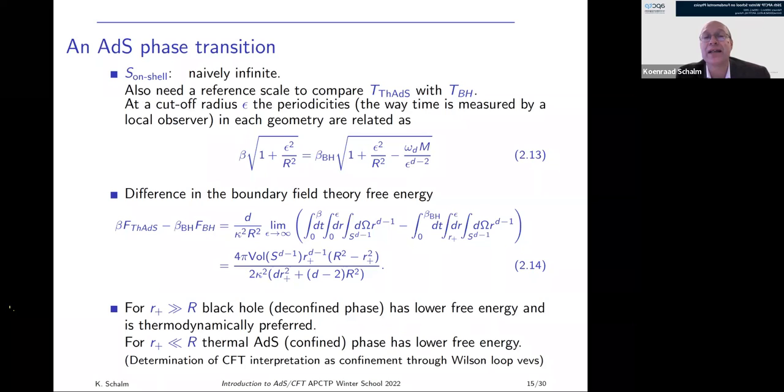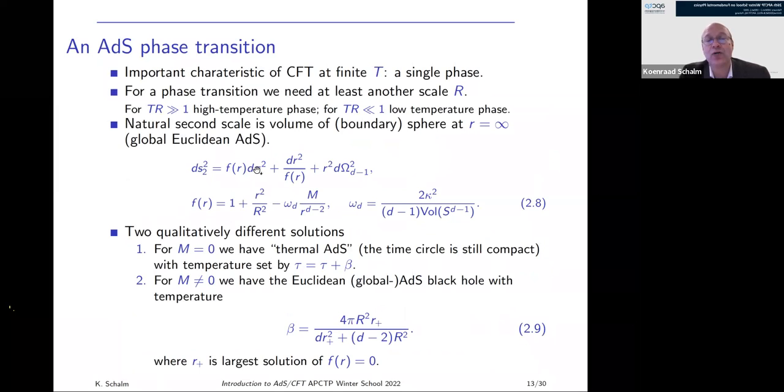We're going to put a cutoff radius at epsilon. That makes the volume finite as a function of epsilon, and it also allows us to relate the periodicities in space-time. It's very easy: that's just the way time is measured by a local observer who sits at the radius epsilon. That is easy to see from here. If you look at the local observer in Euclidean time tau at a distance epsilon away, in thermal AdS this term is not here, but then you get a small time delay factor related to epsilon squared divided by r squared.